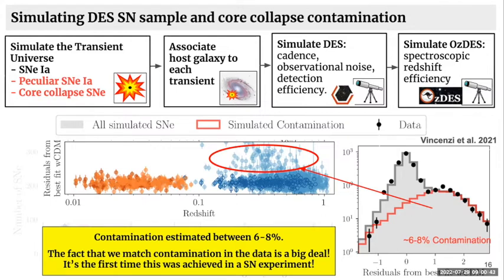So please interrupt me. As you can imagine, there are many choices that go into simulating core collapse supernovae.